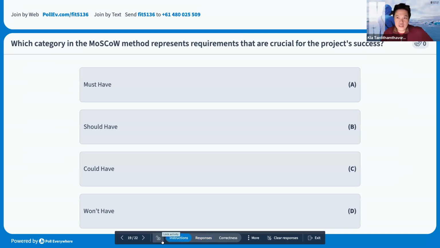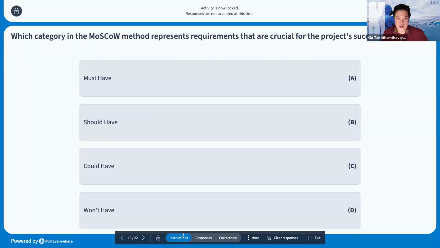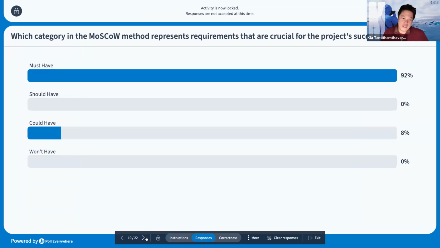Next, which category in the Moscow method represents requirements that are crucial for the project success? Oh, we need to get 100%, everyone. Please, otherwise I cannot sleep well. All right, we need more responses. Okay, let's take a look at the answer. It should be must have. Yeah, crucial. Next one.